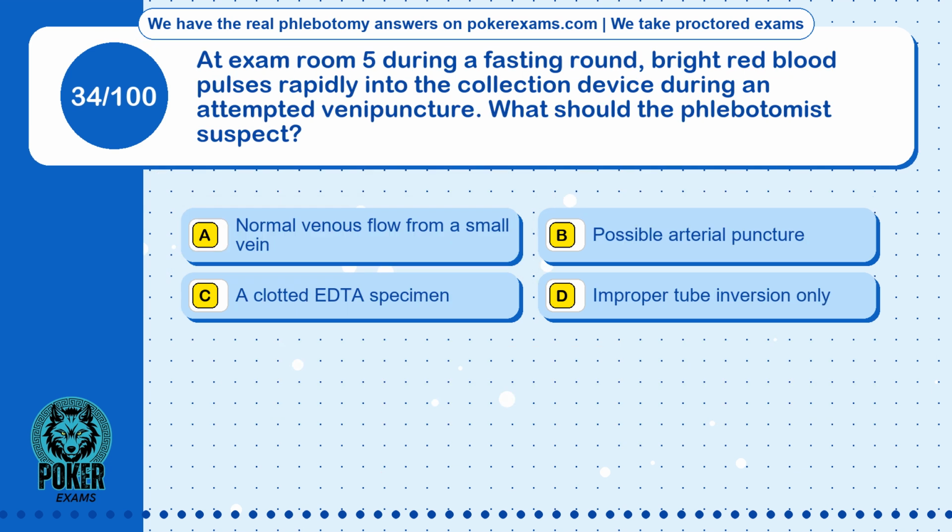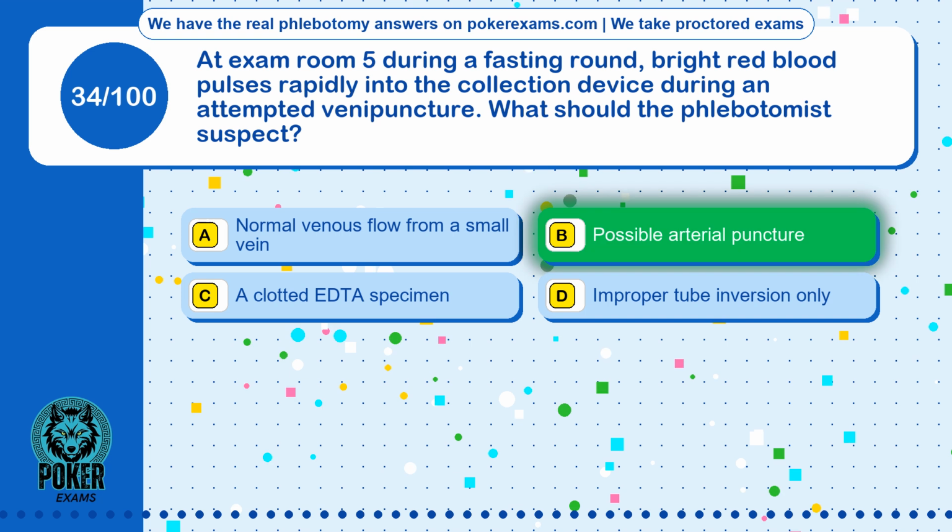Question 34. At exam room 5 during a fasting round, bright red blood pulses rapidly into the collection device during an attempted venipuncture. What should the phlebotomist suspect? Option A. Normal venous flow from a small vein. Option B. Possible arterial puncture. Option C. A clotted EDTA specimen. Option D. Improper tube inversion only.